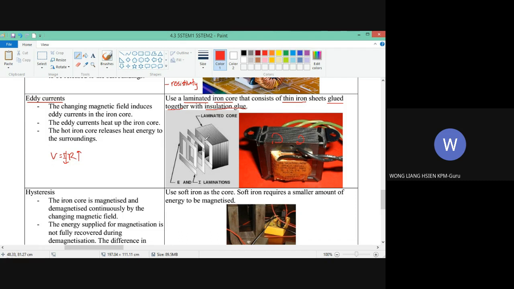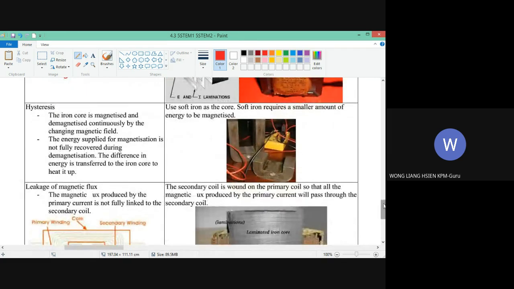Okay, so how do we solve this problem, or how do we reduce the eddy current? We say that we use a laminated iron core, or if the material is soft iron, then we say that we use a laminated soft iron core. Okay, like that, we can reduce the eddy current. All right. Next is hysteresis. So what is hysteresis?